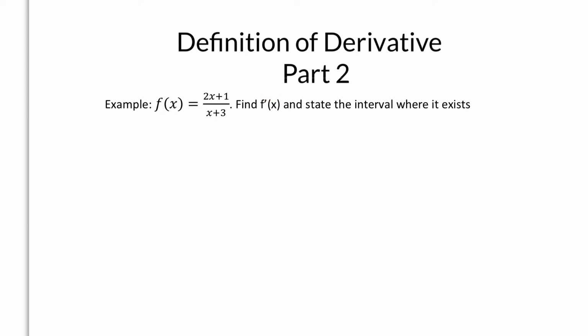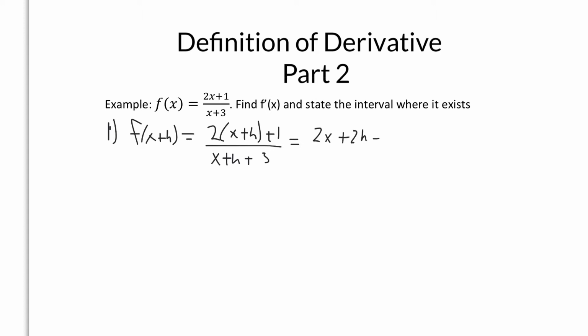So we use the three-step method. Step 1: we go ahead and calculate f(x+h). So that'll be (2(x+h)+1)/((x+h)+3). That'll give (2x+2h+1)/(x+h+3). Now there's nothing else we can do to simplify, so we'll leave it like that.